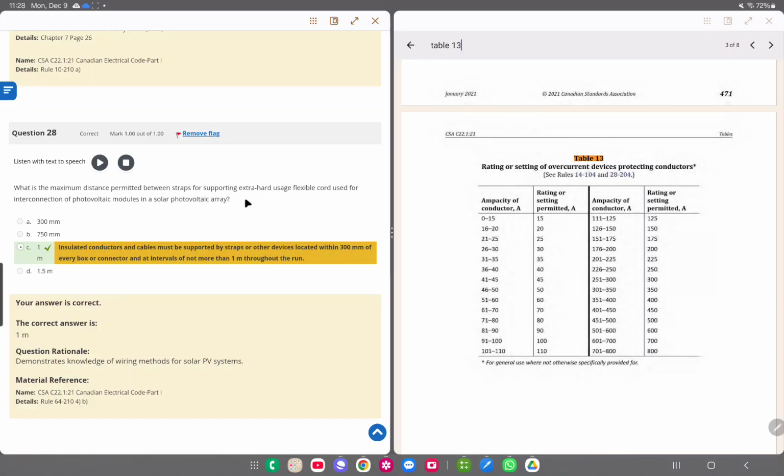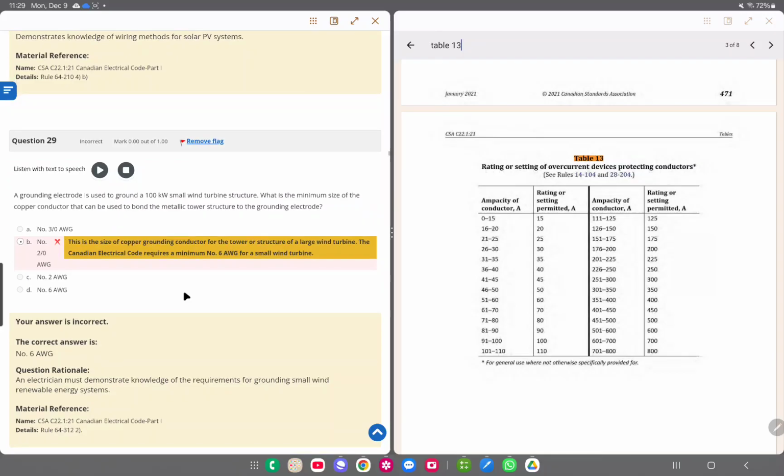What is the maximum distance permitted between straps for supporting extra hard usage flexible cord used for interconnection of a photovoltaic module in a solar photovoltaic array? This is pretty easy to find. Look up table of contents, solar PV systems, Rule 64-210, and the answer is 1 meter.